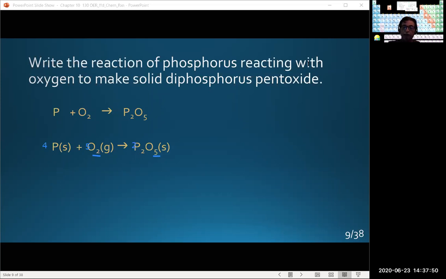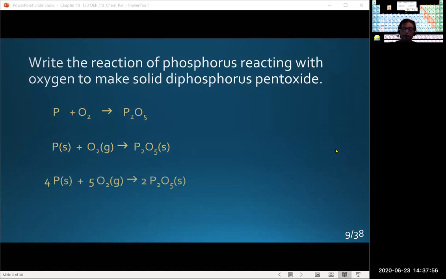Okay, let me clear it. So we have 4 phosphorus requires 5 oxygens to give us 2 molecules of diphosphorus pentoxide. So the ratio between reactants is 4 to 5. And the other ratio between phosphorus and diphosphorus pentoxide is a 4 to 2, or 2 to 1. And the ratio between oxygen and the product is a 5 to 2.